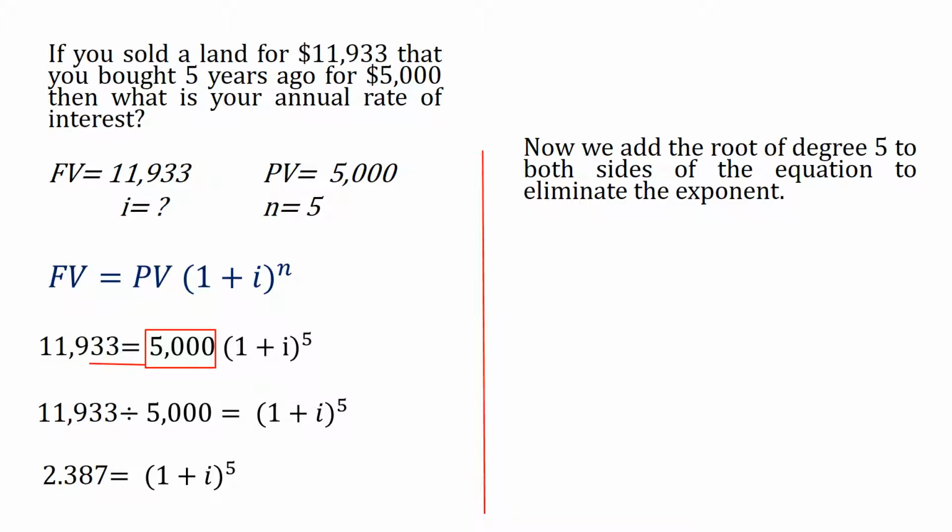Is by using the root of degree 5 to both sides of the equation. And it will look like this. So on the left side of the equation, I should solve it using the calculator, and on the right side of the equation, it will only eliminate the exponent 5, so I will be left with 1 plus i. The answer I will get from the calculator is 1.190 for the left side, and the right side, as I said, will remain 1 plus i.